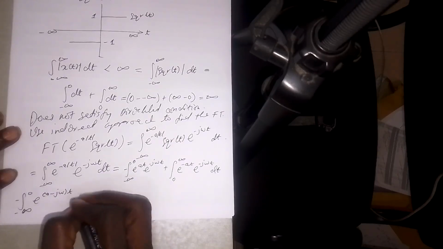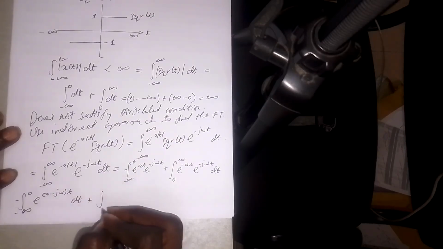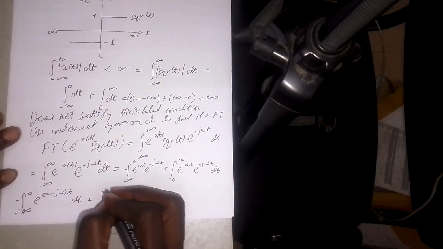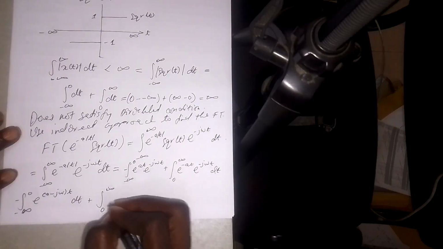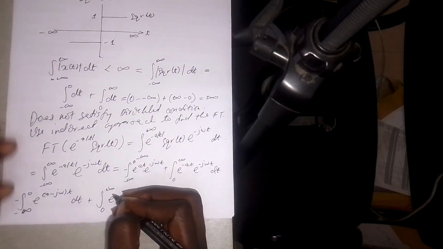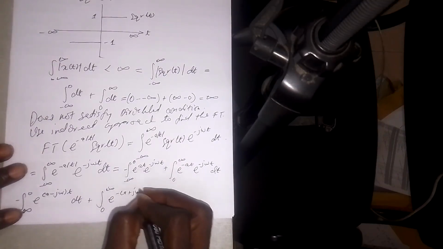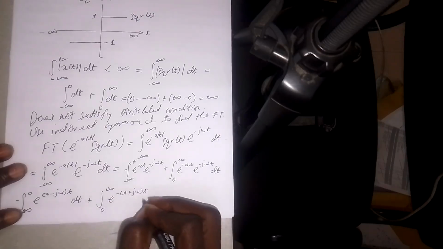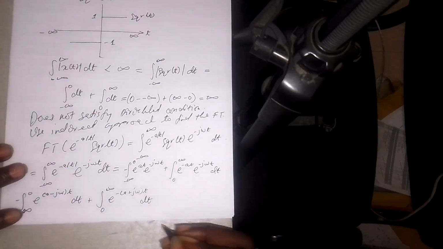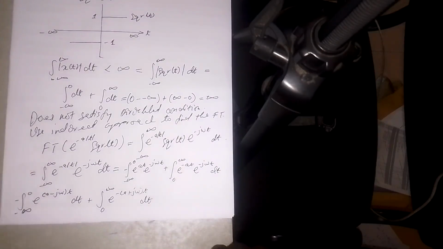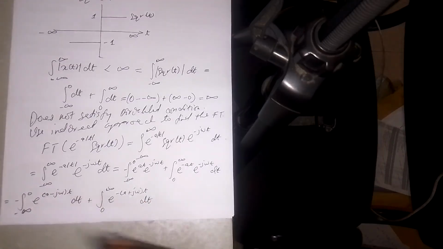dt plus, let me just do it fast, 0 to infinity. Here I can just factorize out, and then I'm going to have minus a plus j omega t, dt. All right, so this is what I'm going to have. Let me put equal to here. If I have this one, then I just have to go straight away and integrate.